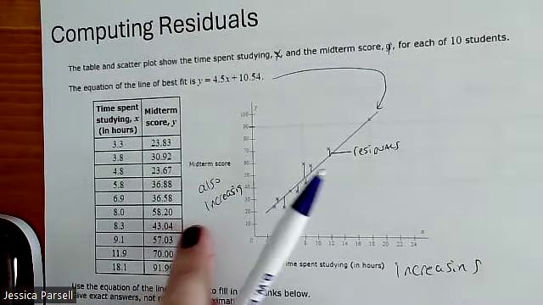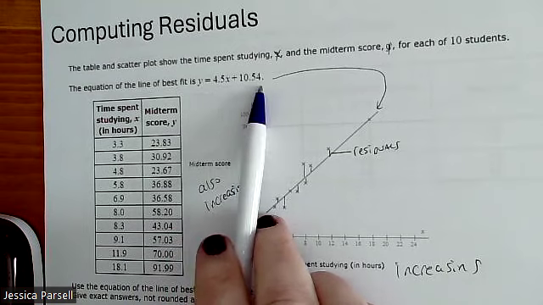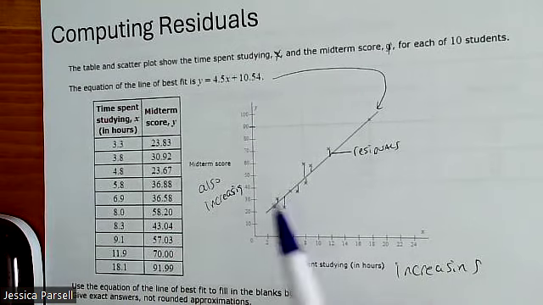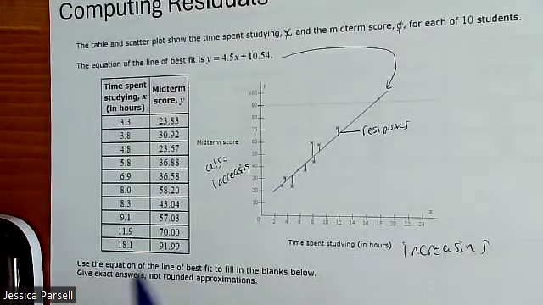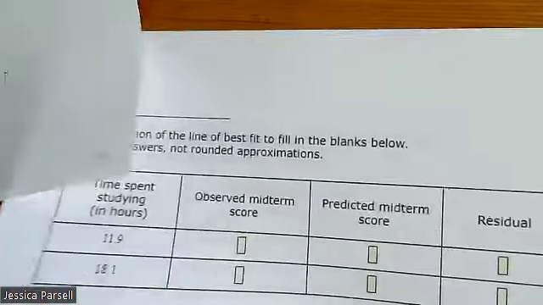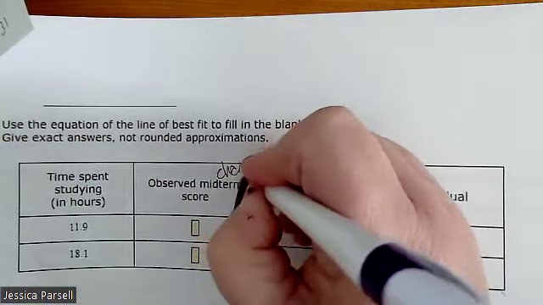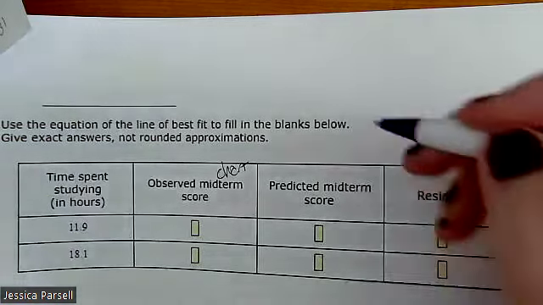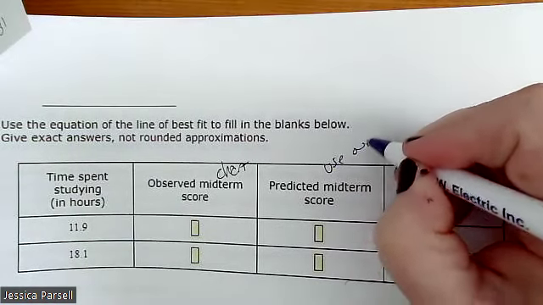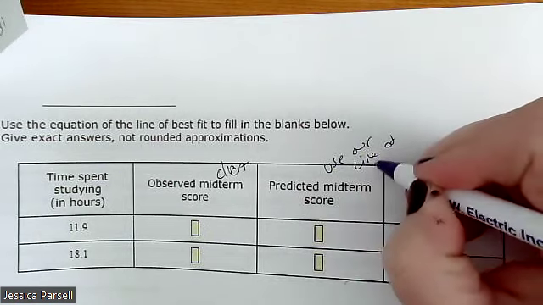So we have an equation of a line that is y equals 4.5x plus 10.54. That's this equation right here. Use this equation of the line of best fit to fill in the blanks below. Give exact answers, not rounded approximations. All right, we have a chart to fill in. So here's our chart. We've got time spent studying, 11.9 hours. What was the observed midterm score? We're going to get this from the chart. The predicted midterm score, we're going to use our line of best fit.